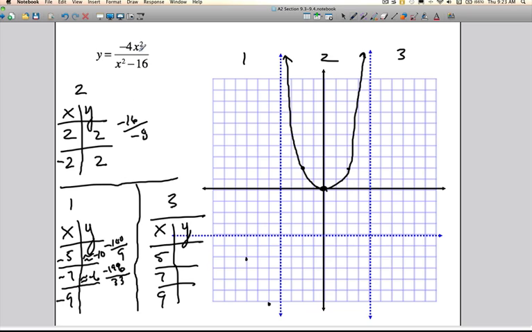And then when I plug in 9, negative 9 squared is 81 times 4 is 324, negative 324. And 81 minus 16 is 65. So this is going to be a little more than, or just about, negative 5. So as I move out here, I'm really close to negative 5.